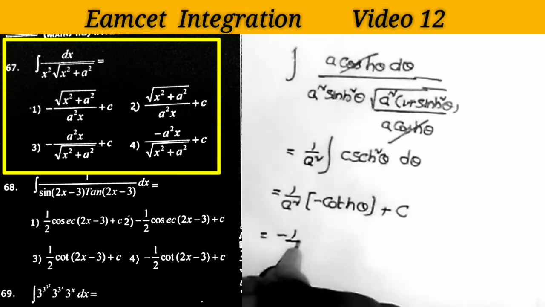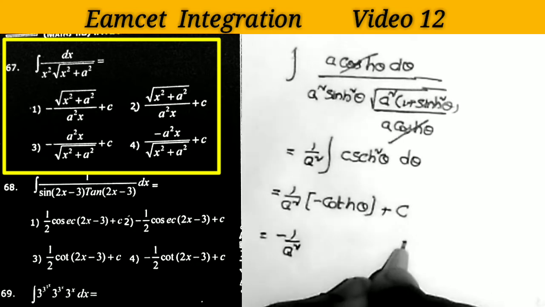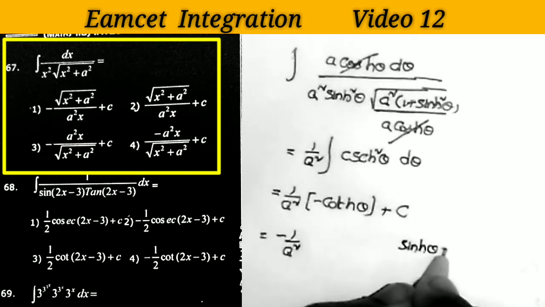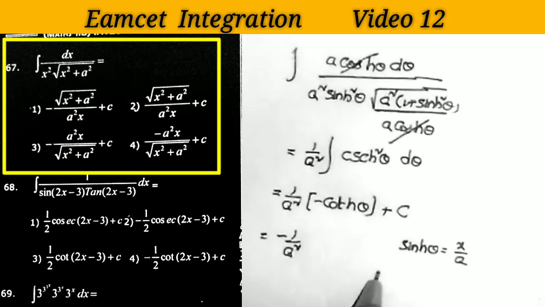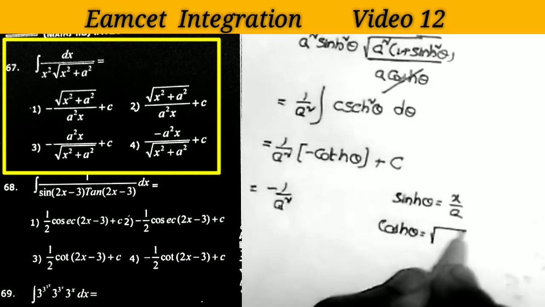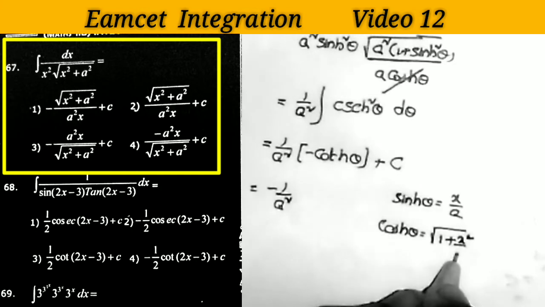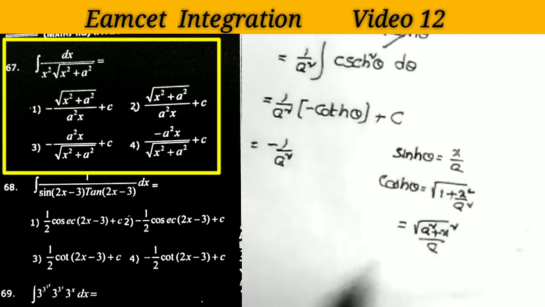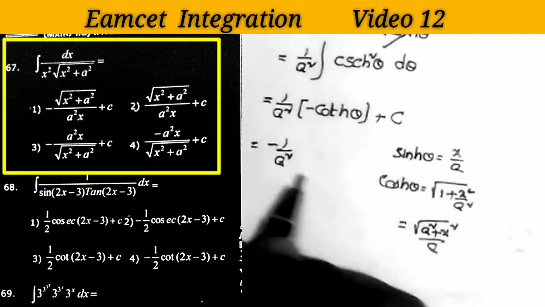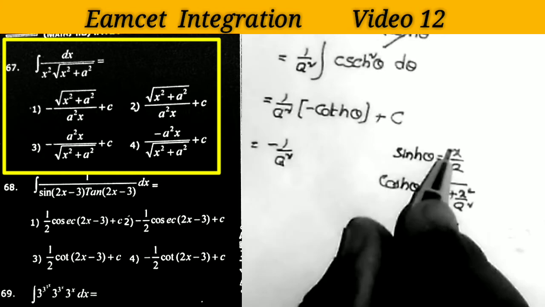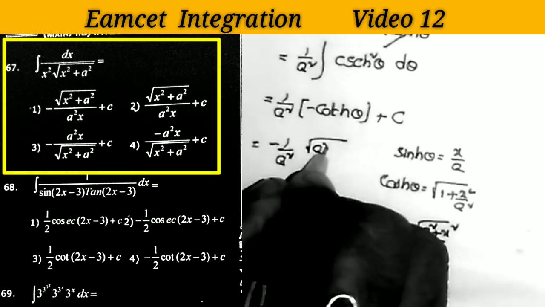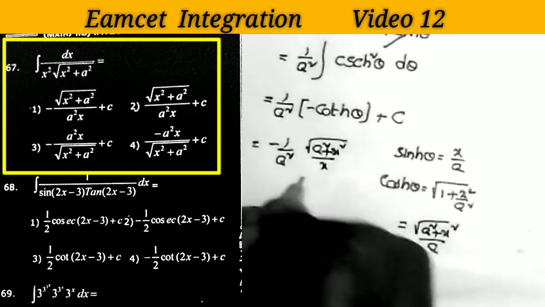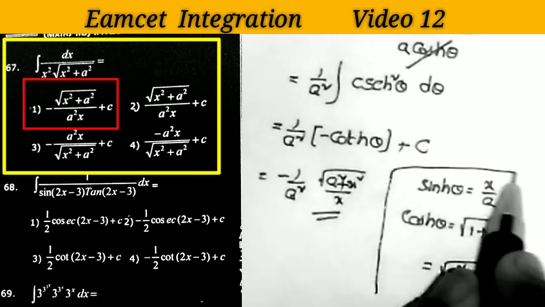Now replacing the coth theta value. Already we have sinh theta equal to x by a. Now what is the cosh theta value? Cosh theta is equal to square root of 1 plus sinh square theta, that is, square root of a square plus x square by a. So coth theta is cosh by sinh, that is root over a square plus x square by x. That's all. This is the answer and this is the first option.